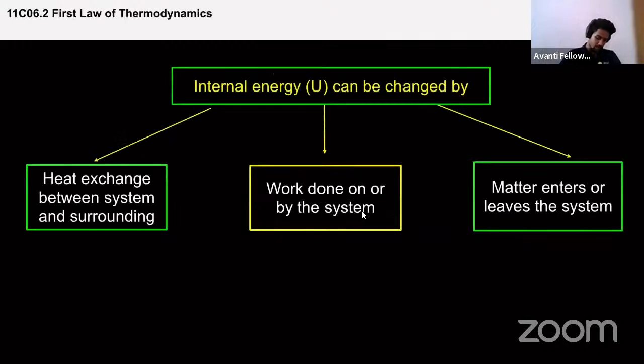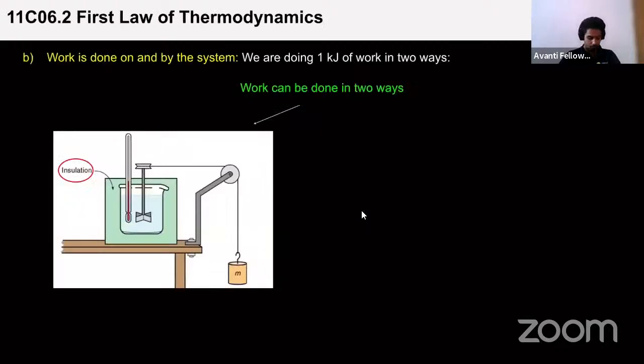Now, heat exchange between system and surroundings, right? That's what we have seen initially. And then work done on or by the system, where pressure. Now we'll be seeing this briefly, work done on or by the system. Heat is done. Now, if you see here, there is a stirrer, right? And we are using a weight that will be pulling, and the stirrer will be rotating.